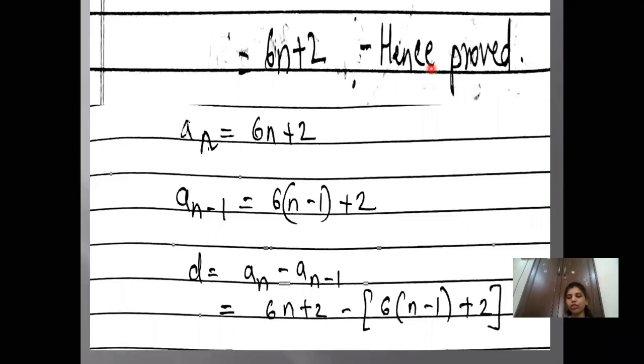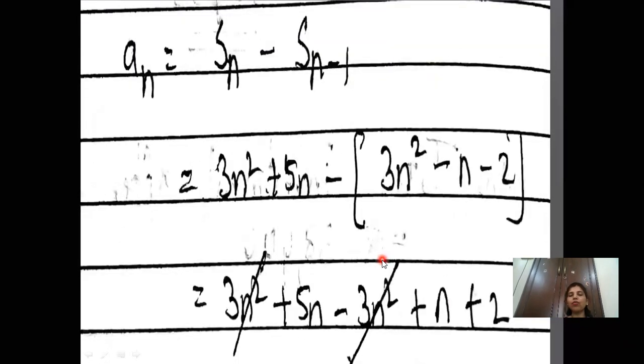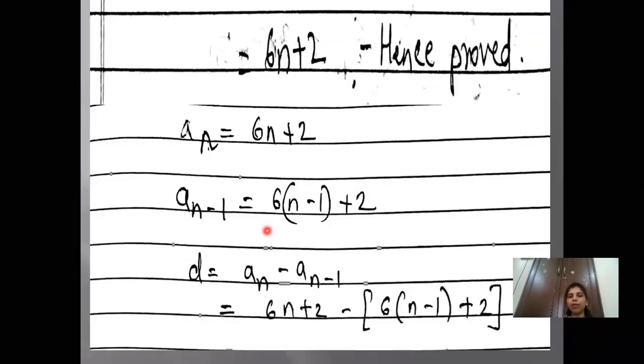After that, in the question, if you see, it is said you have to show that nth term is this and the sequence is an AP. So whenever we want to show that a sequence is an AP, always remember we have to find the value of d, the common difference, and check that it's going to be constant. 3 minus 2, as we saw in the sequence, is 1. So 1 is constant. So here we have to prove now d is constant.